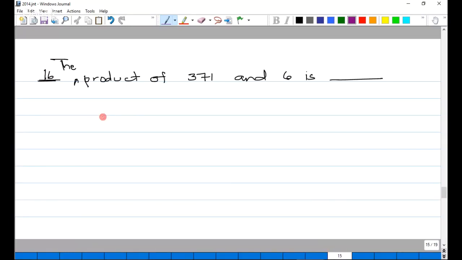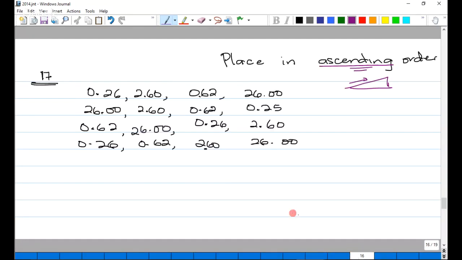What's the product of 371 and 6? 6 ones, 6. 6 sevens, 42, right 2, carry 4. 6 threes, 18, and 4 should give me 22. My answer should be 2,226. So remember, I can't see anything. Yeah, I understand. Well, you'll see it on the replay.